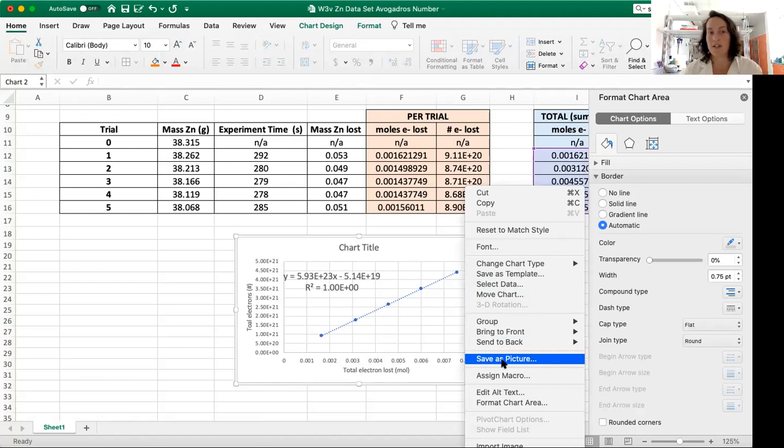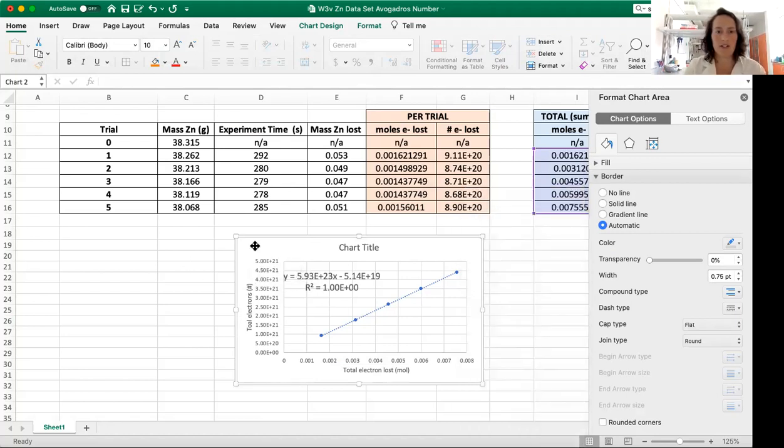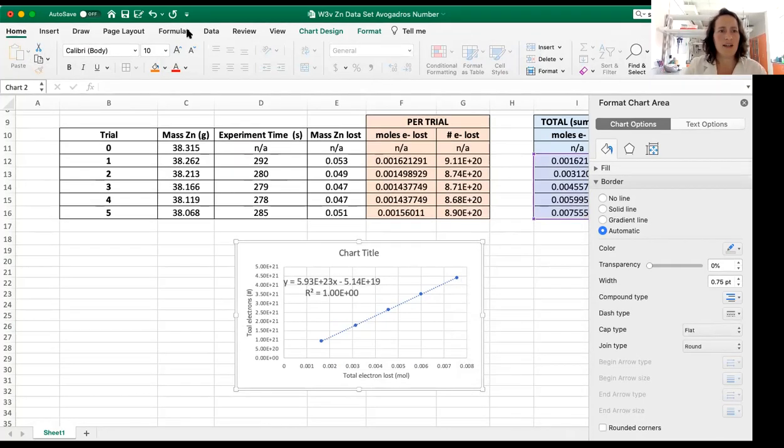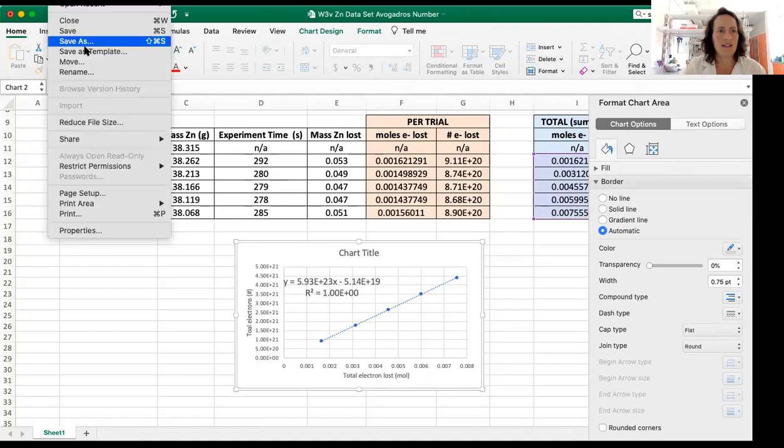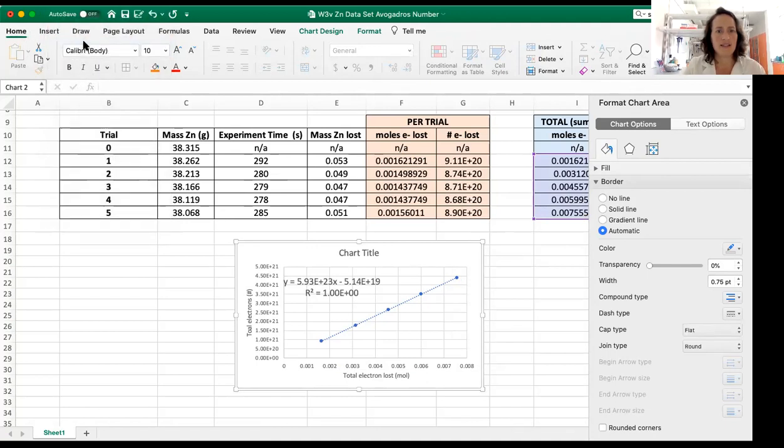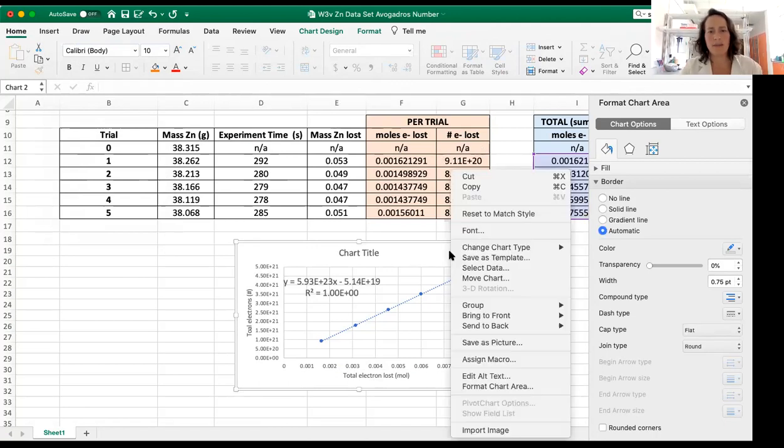That's one thing you can do. You probably should be able to also, if you click on it somewhere towards the top, what if I want to save file, save as? Let's see what this is doing. No, that's going to do that. I believe, yeah, you should all be able to right click on your chart and save it as a picture.